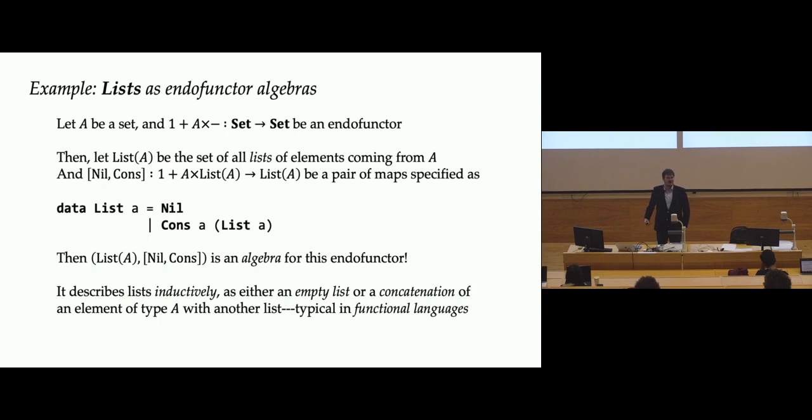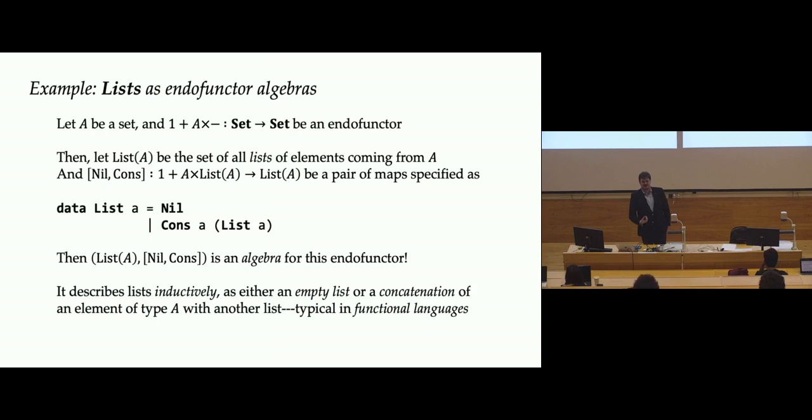So what is a list of type A? It is either an empty list, which is the nil part that maps 1 to list of A, or cons, which takes A and list of A, and maps this construct, this product here, to just one list. And that, so list A as a carrier object and [nil, cons] as a pair of structure maps, is an algebra for this endofunctor. All right?